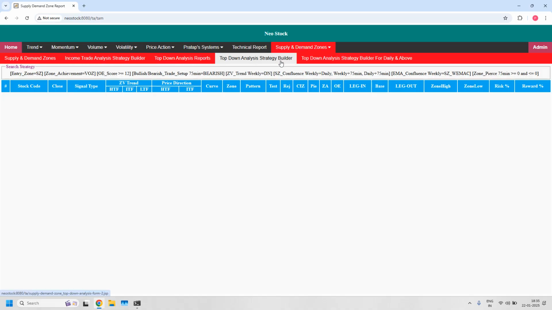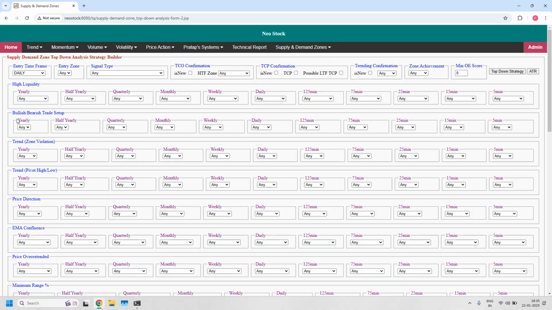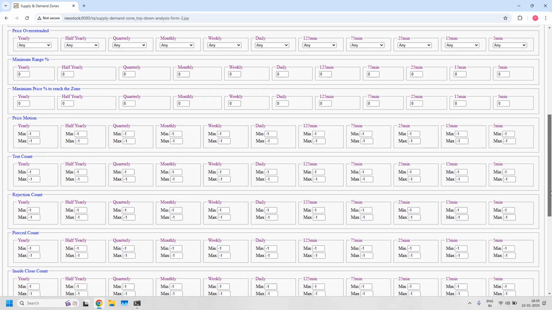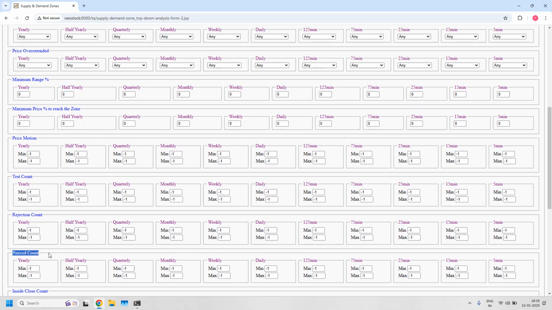Next, bullish trade setup for daily income trade. Entry time frame is 15 minutes. Entry zone is a demand zone. In bullish or bearish trade setup, at 15 minutes time frame, I am selecting bullish. And these 15 minute demand zones should not be pierced. So in the pierced count, at 15, this is the pierced count parameter. At 15 minutes time frame, I am setting minimum value 0, maximum value 0. That means pierced count is 0.